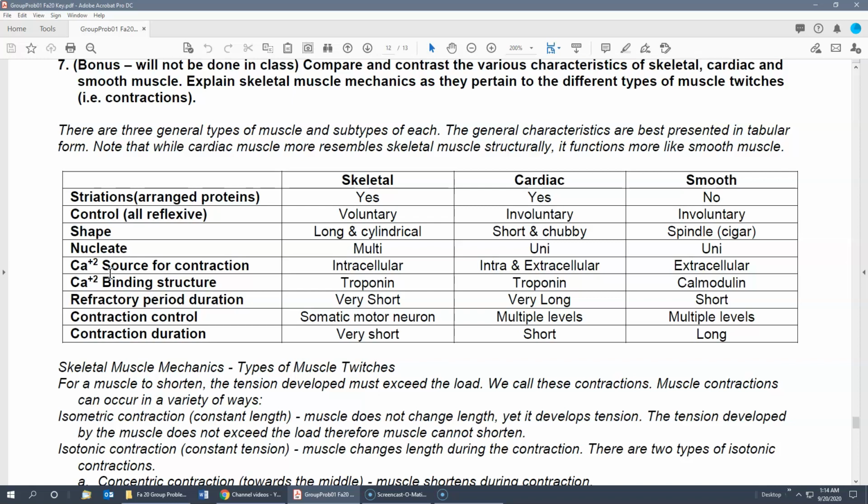Right? Skeletal muscle has a very short refractory period, which means it can recover and fire again very quickly. Cardiac muscle has a very long refractory period. It means it has to have a long period before it resets and can fire again, which is actually a very good thing from a functional standpoint. And then smooth muscle has a short refractory period. Not quite as short as skeletal muscle, but not nearly as long as cardiac muscle.